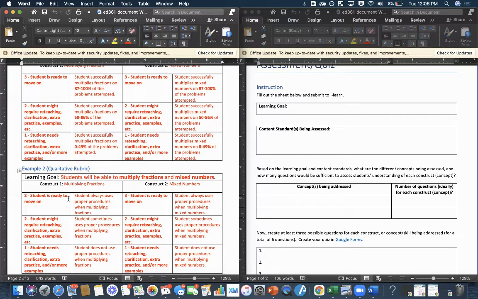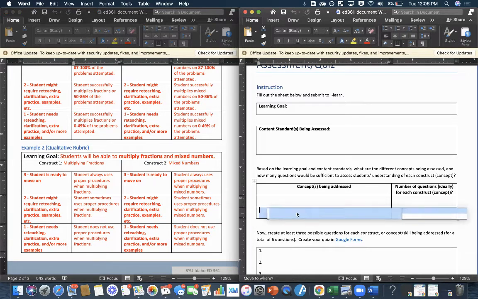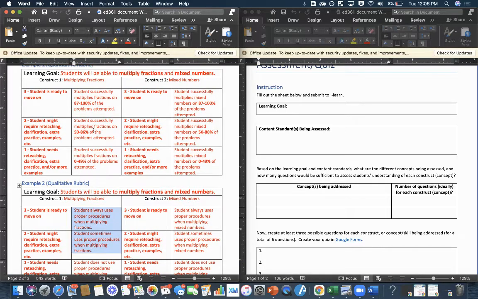So we might say our level 3 is the student always uses all of the procedures for multiplying fractions. Level 2 might be student sometimes uses them, okay? And this one could be they don't use proper procedures. Or if there are multiple steps, let's say my construct is for mixed numbers. Let's say that, again, pulling this right from whatever was on my quiz here. Okay, let's say in this case, I say the student always uses procedures when multiplying mixed numbers, student sometimes. So you're describing the level of performance rather than quantifying.